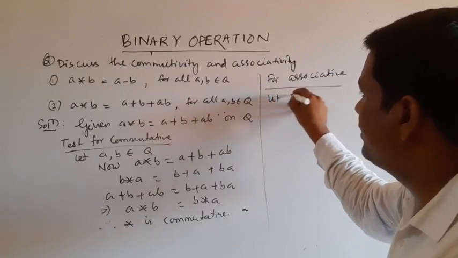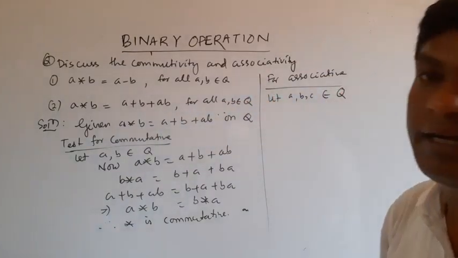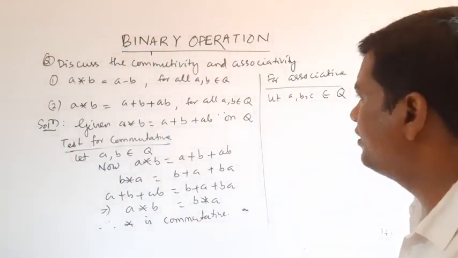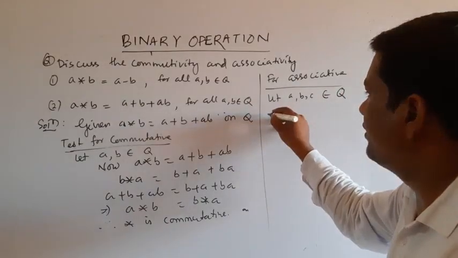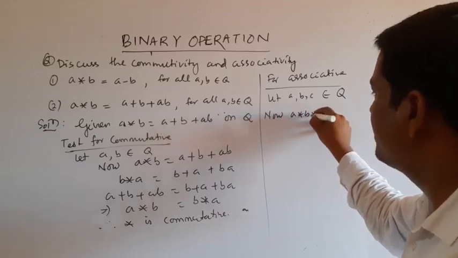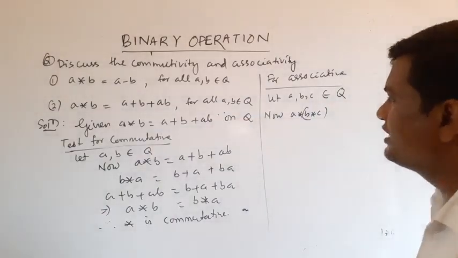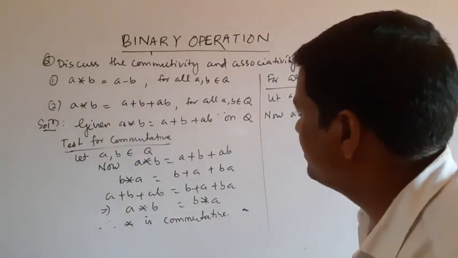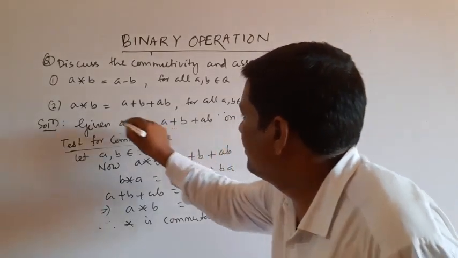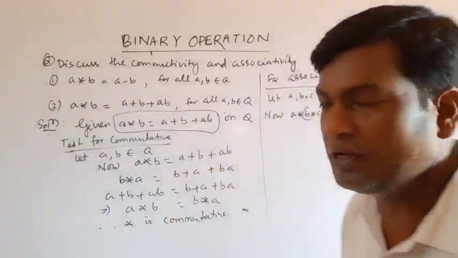Let a, b, c belong to the set of rational numbers Q. Clear? Now, a star b star c is equal to what? We know that a star b is given as a plus b plus ab.